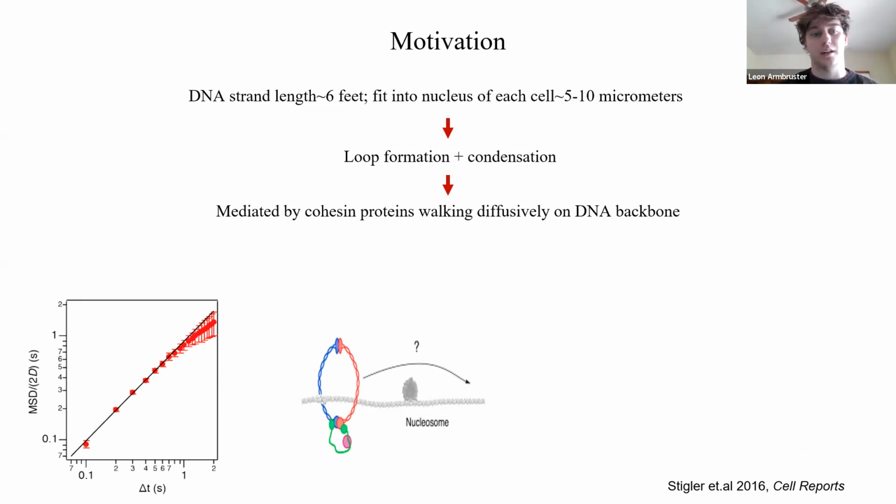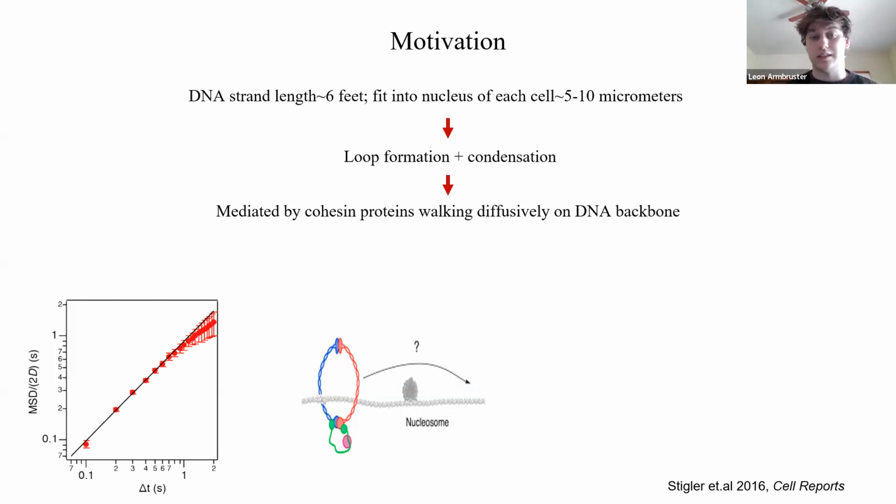On the bottom left here, you can see a quick mean squared displacement plot versus time, with the slope of 1 indicating a purely diffusive property. To the right, you can see a quick illustration of how it would look, a cohesin protein ring walking along the DNA backbone. And as you can see, DNA backbones aren't exactly empty things.